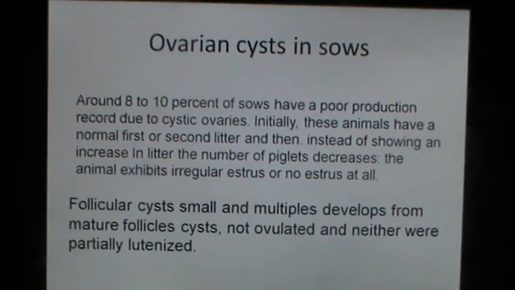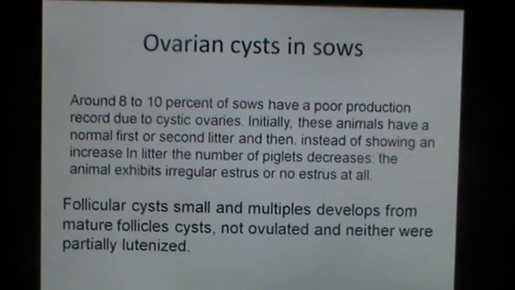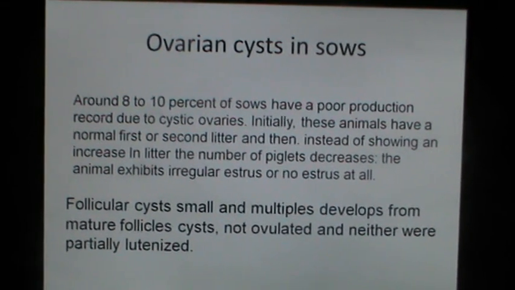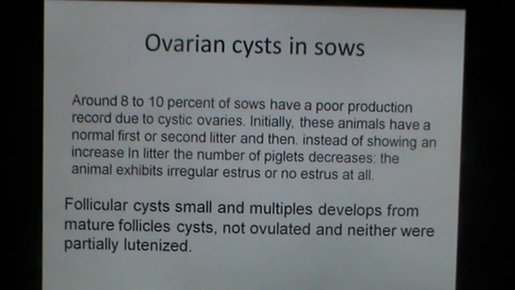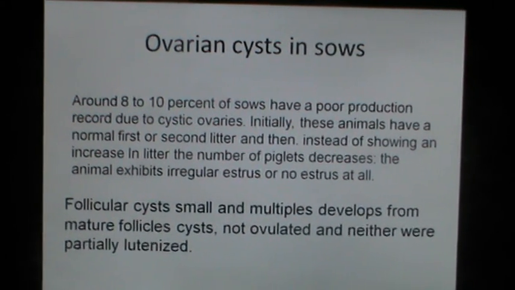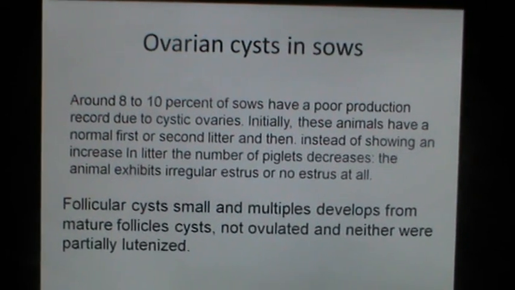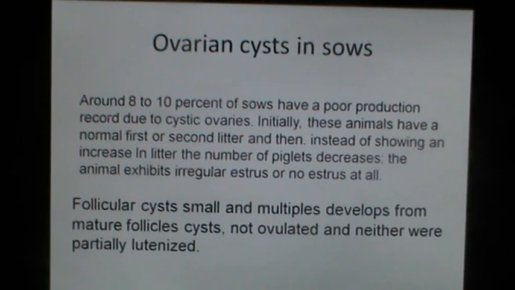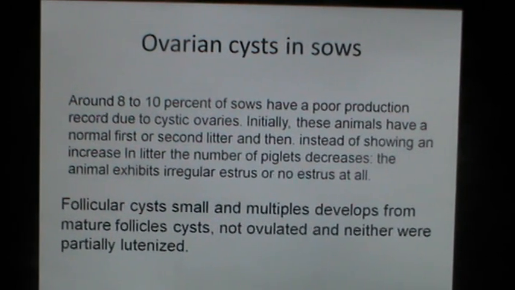In ovarian cysts in sows, around 8 to 10% of sows have a poor production record due to cystic ovaries. Initially, these animals have a normal first or second litter, and then instead of showing an increase in litter, the number of piglets decreases. The animal exhibits irregular estrus or no estrus at all.